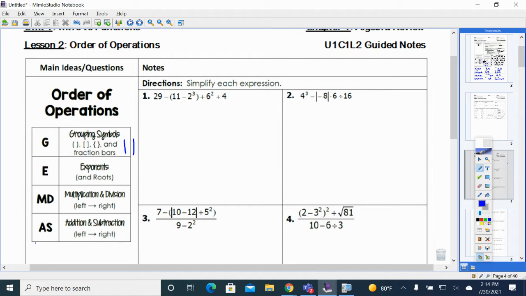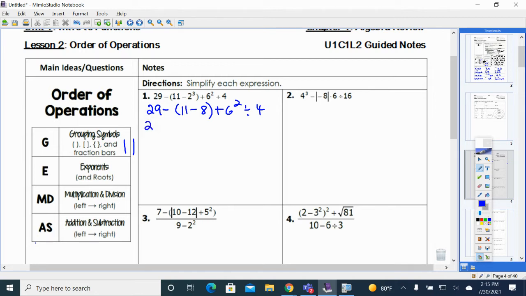So looking at example number 1, 29 minus (11 minus 2 cubed) plus 6 squared divided by 4. Order of operations is going to tell us to do the inside of the parentheses. So inside the parentheses, your order of operations is going to start all over. You're going to cube the 2. So 2 times 2 times 2 is 8. Again, cube means that you take that number times itself that many times. So 2 times 2 is 4 times 2 is 8.